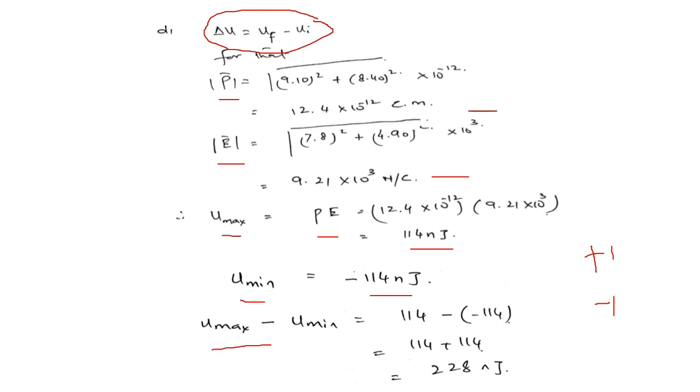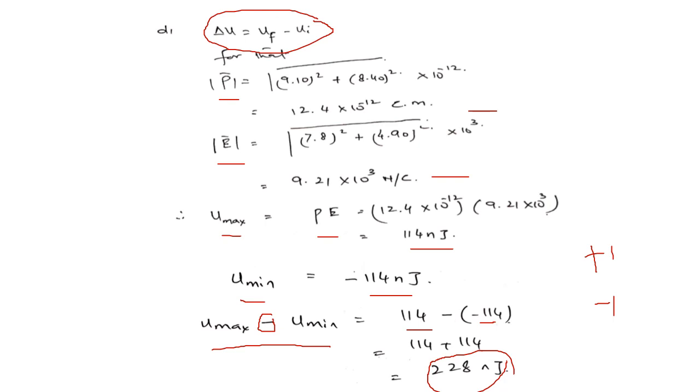And when I use this, I simply have to subtract the minimum from the maximum, and I have this value. Subtracting this from -114, minus minus will give me plus, and what I'll get is 228 nanojoules.